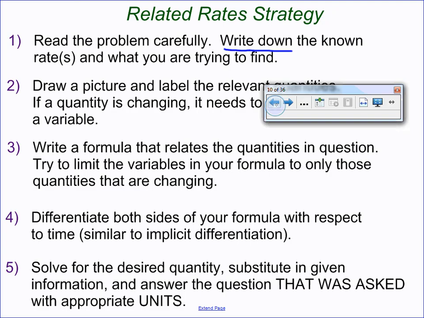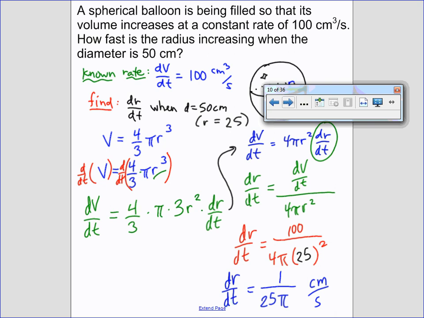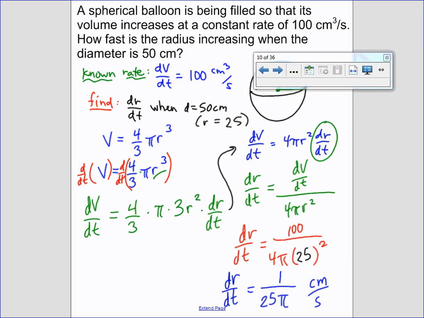Awesome. So what have we figured out? We want to answer the question that was asked, including the appropriate units. So at the instant when the diameter is 50 centimeters, the radius is increasing at a rate of 1 over 25 pi centimeters per second.